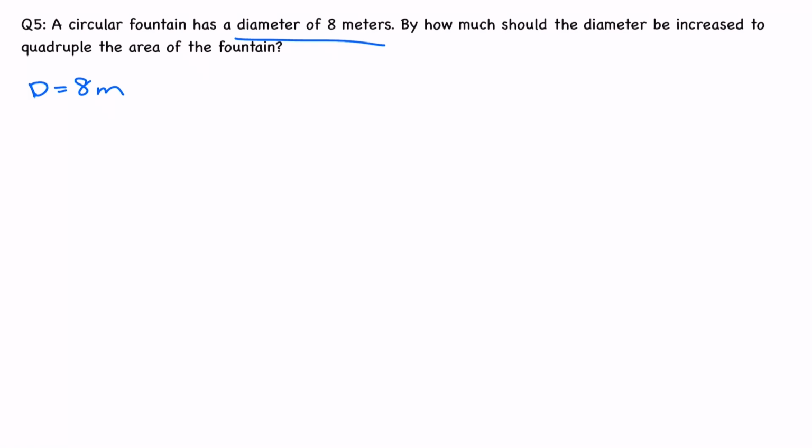So we want to figure out our quadrupled area, and then after we figure out our quadrupled area, we can then figure out what the diameter must be to get that quadrupled area.